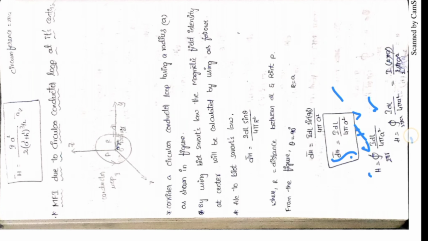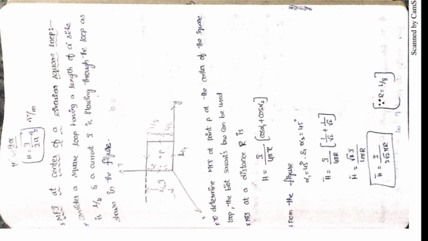H equals I by 4 pi a square, and 2 pi a we have substituted. In place of the integral of dl we can substitute 2 pi a, because integration of dl over the circumference is 2 pi a. 4 pi a already is there. If you cancel each other, then you will get H equal to I by 2a, ampere turns per meter. The units are ampere turns per meter.